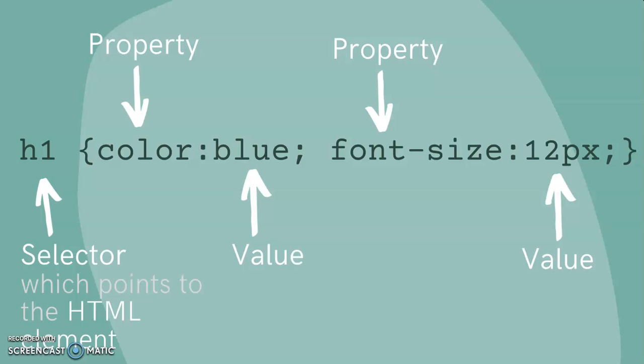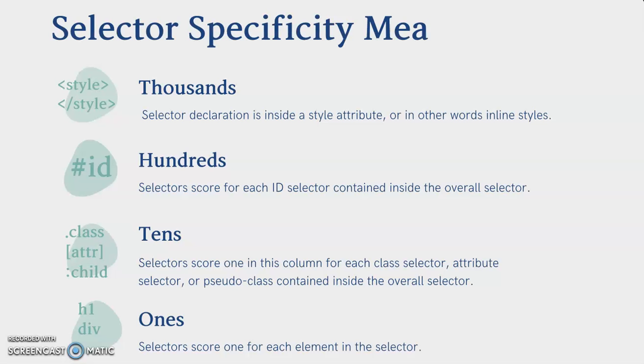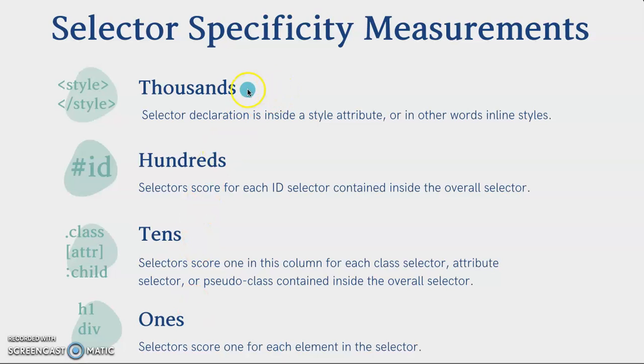We're going to talk about selector specificity measurements. But first, I want to remind you in this declaration what the selector is. And in this case, you can see that it is the H1. But what things are measured in a selector to rank the specificity higher? So thousands, hundreds, tens, and ones are awarded for various things.